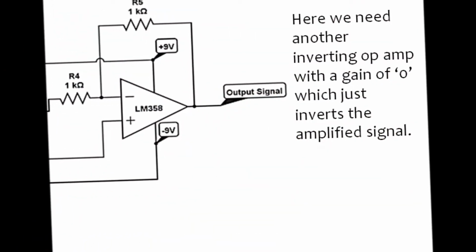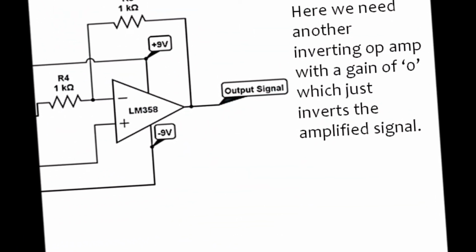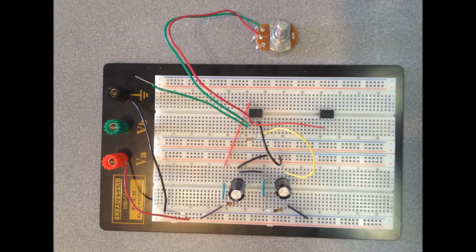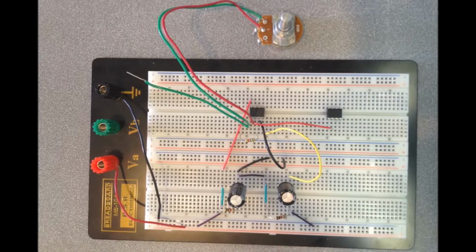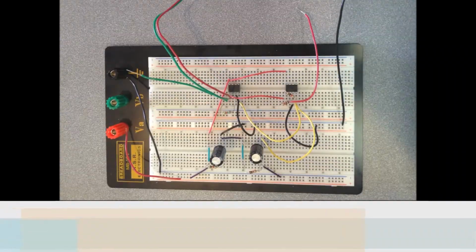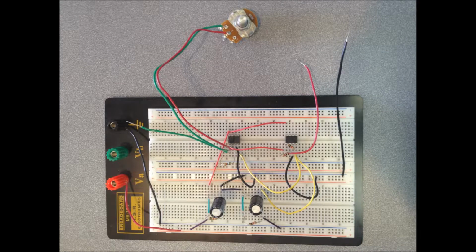In this part, we have an inverting op amp which inverts the already inverted signal back to positive with no gain, since the feedback resistor and the input resistor are equal to each other. In this op amp, we plug in the same positive and negative voltages as we did for the first op amp, with a feedback resistor and an input resistor of 1 kilo ohm.